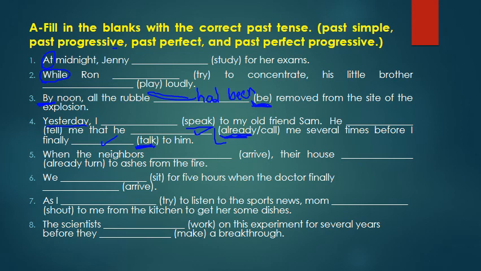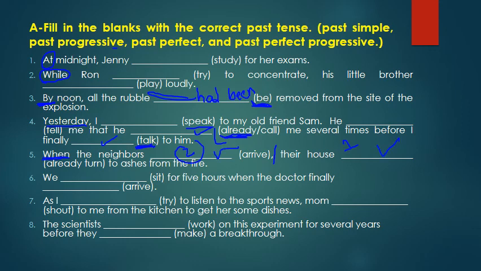When the neighbors arrived, when you see when, it's the past simple. In the clause where you have when, it's the past simple, and the other one would be the perfect. When the neighbors arrived, this is the first clause, you have a when, so this is past simple. When the neighbors arrived, what had already taken place? Their house had already turned to ashes from the fire. This is the first action. The house had already turned to ashes, then the neighbors arrived. Past perfect, past simple.